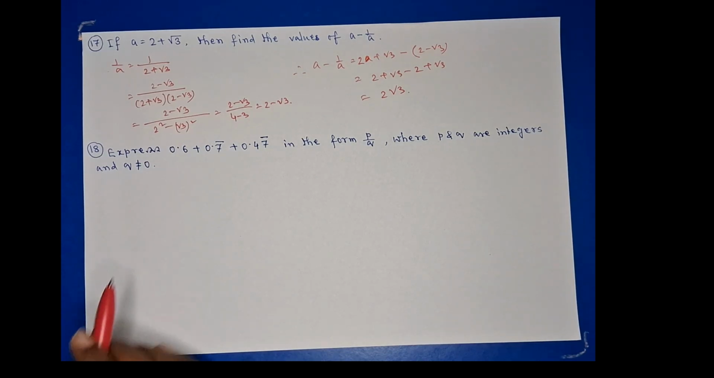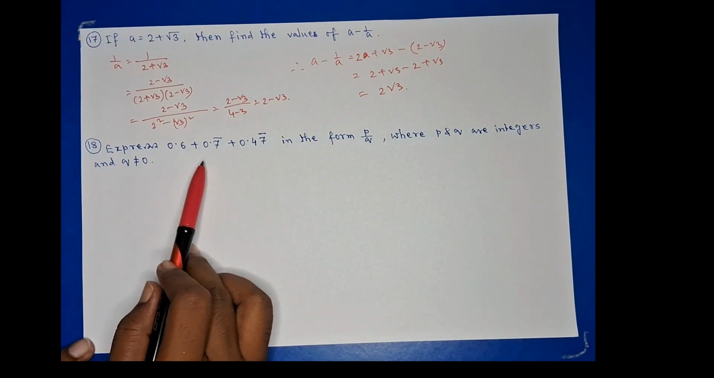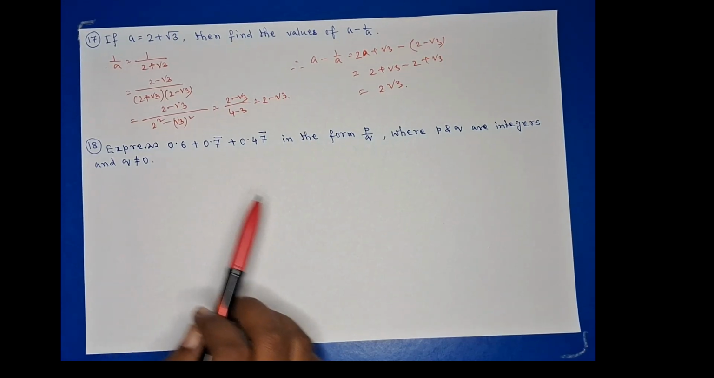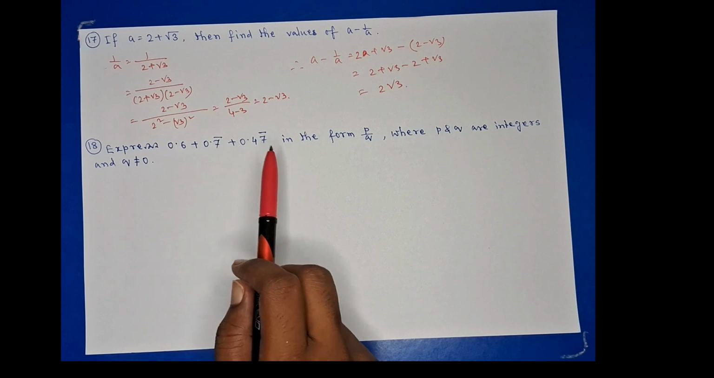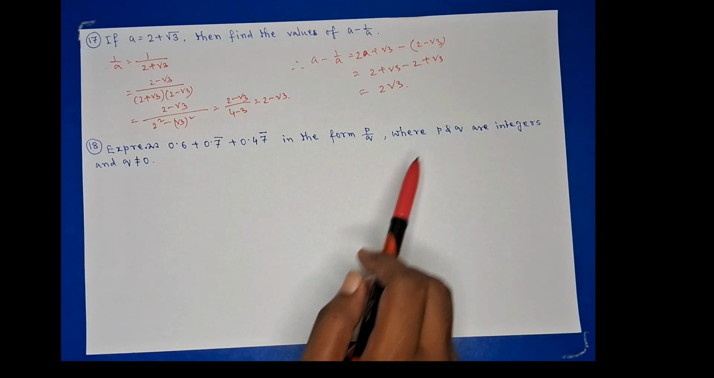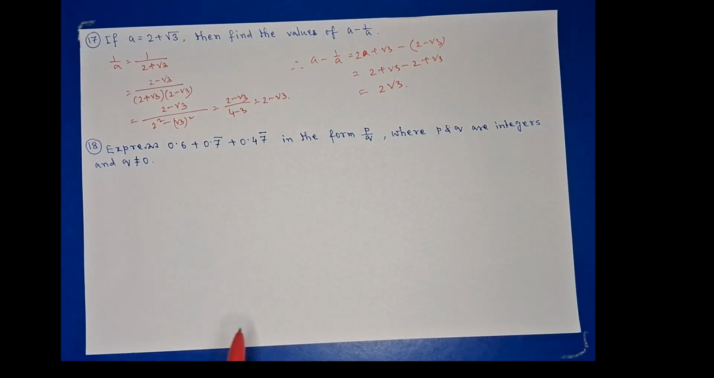Now let's solve this one. Express 0.6 plus 0.7 bar plus 0.47 bar, the bar is on 7 only, in the form p by q, where p and q are integers and q is not equal to 0.